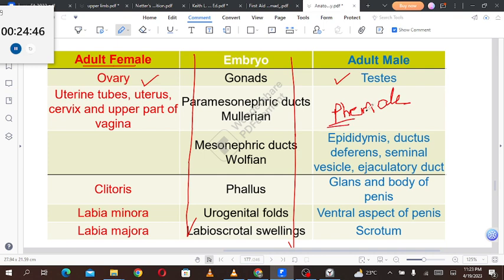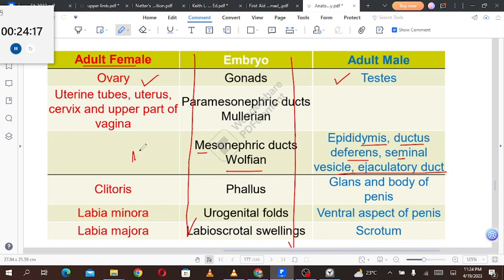So if you write female with the ph, this will help you remember that the paramesonephric ducts are going to be patent in the females, and they will be forming uterine tubes, the uterus, the cervix, the upper part of the vagina and stuff like that, and they will be absent in males, right? While the mesonephric duct, starting with the M, is present in the males, and that is also called the Wolffian duct, and that is going to form the epididymis, ductus deferens, seminal vesicle, and ejaculatory duct. So it is easy to remember both of these things.